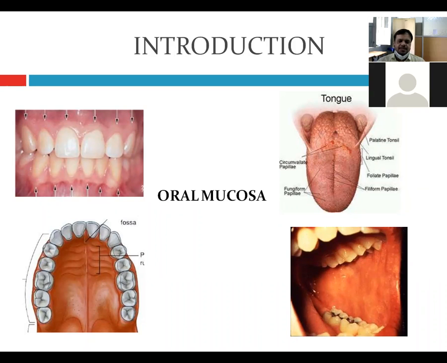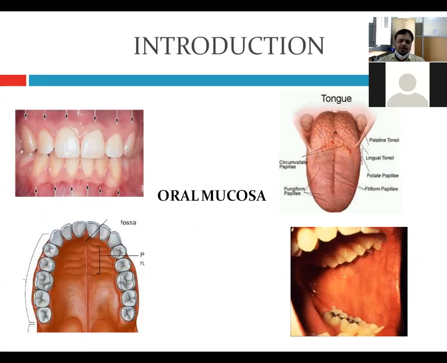Second one is your specialized mucosa. Specialized mucosa is usually occupied by the dorsum surface of your tongue, which has specialized function for taste. So it comes under specialized mucosa. And the third one is the mucous membrane covering the remainder of the oral cavity. It may consist of buccal mucosa, then vestibular mucosa, alveolar mucosa.